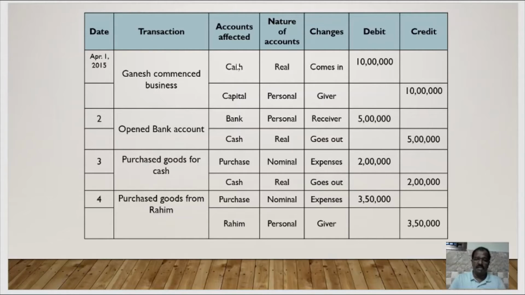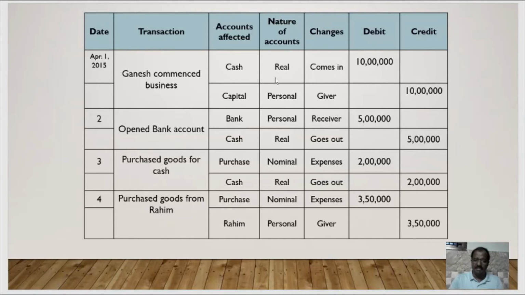So here cash and capital, these two elements are involved. We have to understand basically in the transaction that Mr. Ganesh, the proprietor, when he is commencing the business, cash and capital, these two elements are involved. What happens to the cash?